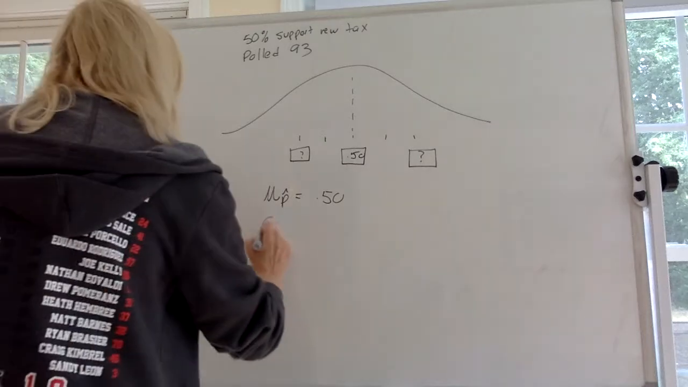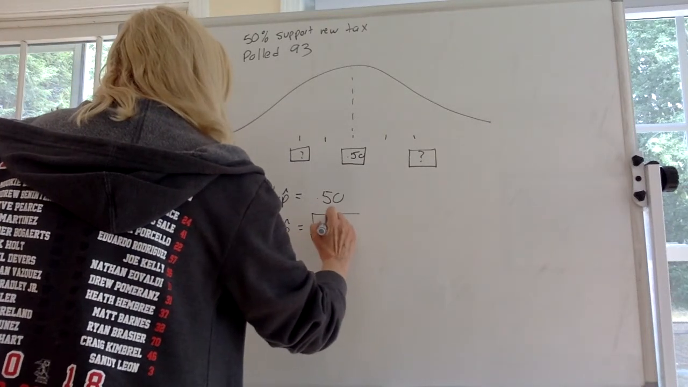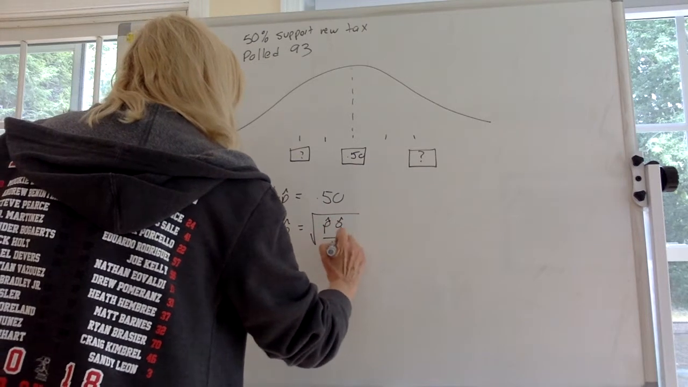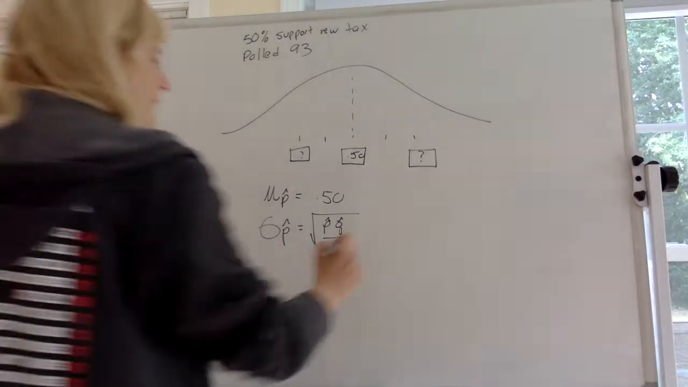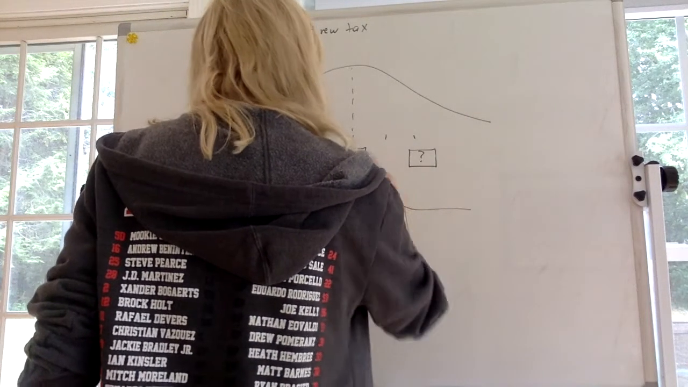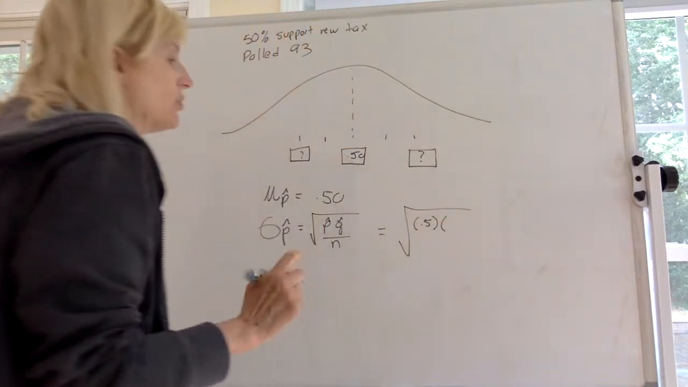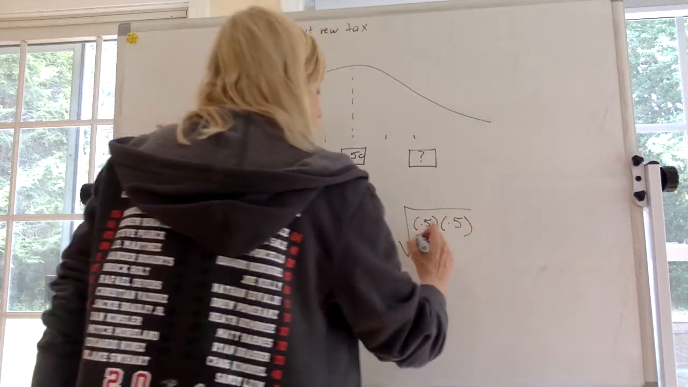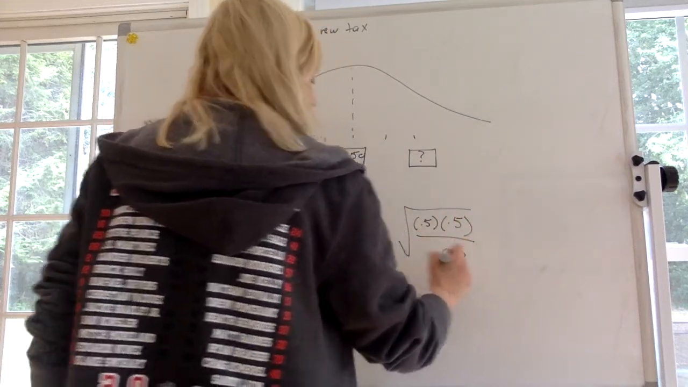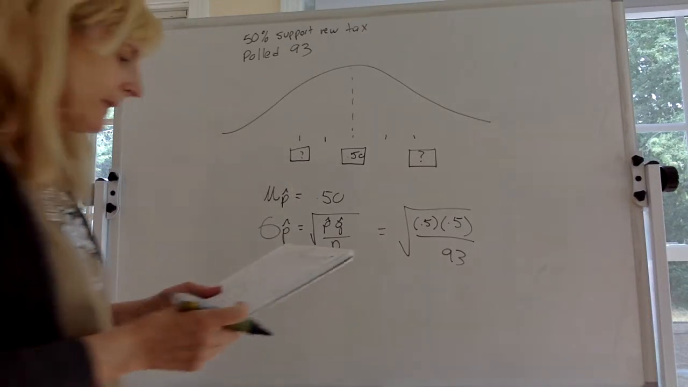So to figure out the standard deviation, remember the formula: you have to do the square root of p hat q hat over n. So I think we can do that. p hat is 0.5, that's the proportion. q hat is 1 minus p hat, so that's also 0.5. And n is 93. So you have to do 0.5 times 0.5, divide that by 93, then take the square root.